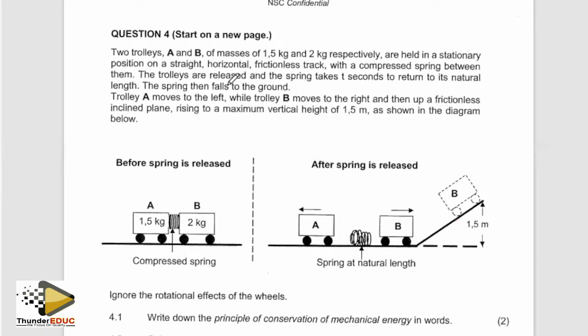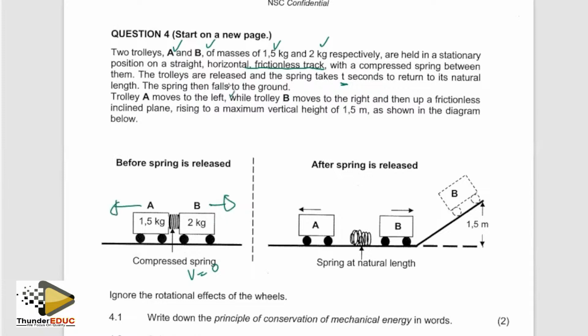All right, question number 4. They're telling us that 2 trolleys, trolley A and B, of masses 1,5 and 2 kgs respectively, are held stationary on a straight horizontal frictionless track. If the bodies are held stationary, it means the velocity there is 0. If the trolleys are released and the spring takes t seconds to return to its original length, the spring then falls to the ground. So as soon as it is released, it will give these 2 bodies some bit of momentum so that they can move. They told us this one to the right and then that one to the left.